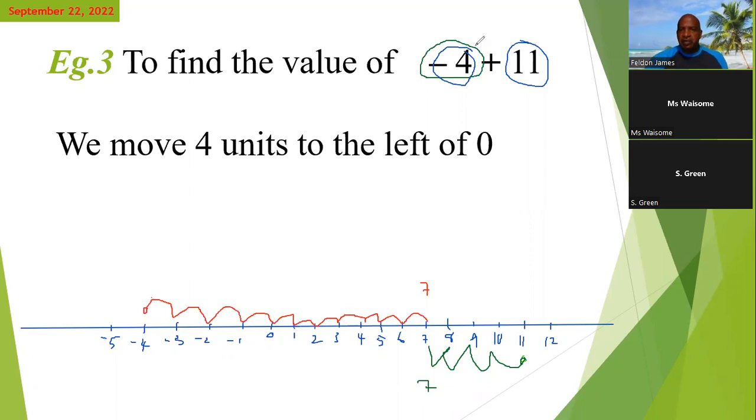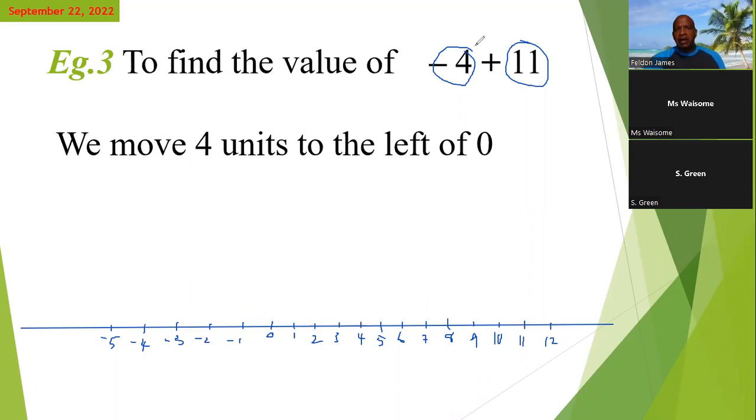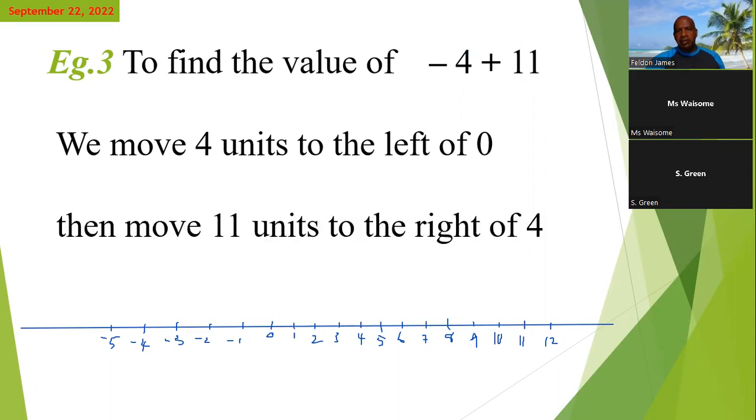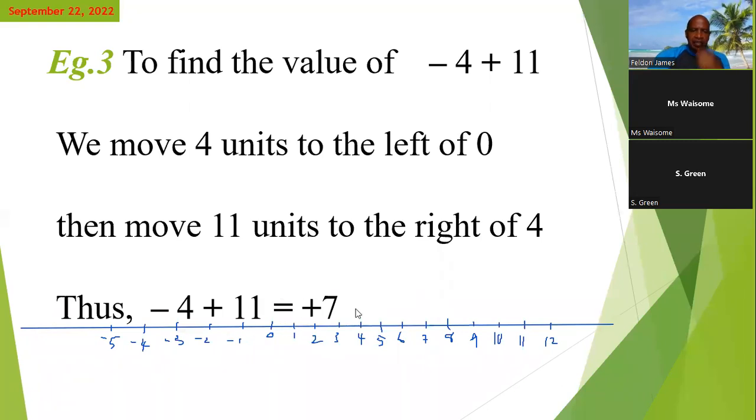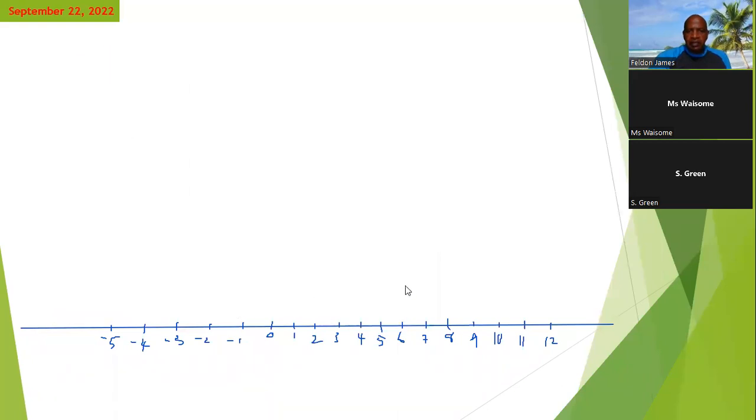Now, I don't want to move the number line itself. All right, let me clear that. So we clearly can see that the answer will be positive 7 once we add negative 4 plus 11. Before I actually conclude what the rules are for this one, let us look at another one similar.